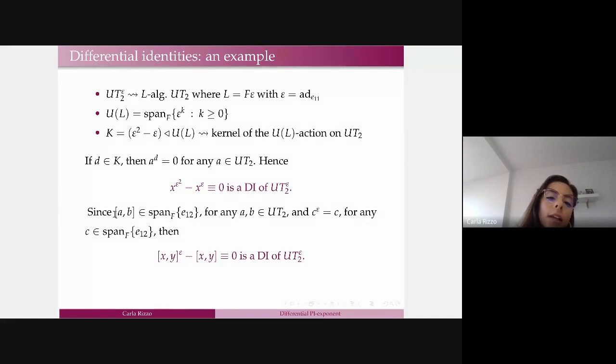Also, we know that the commutator of any two upper triangular matrices is a matrix of the type E12. And also that epsilon fixes exactly the element E12. So if we apply epsilon to a matrix of the type E12, it is going to fix it. Then this means, in terms of polynomial identities, that this one is a differential identity of UT_2 with epsilon, that is, that epsilon fixes the commutator.